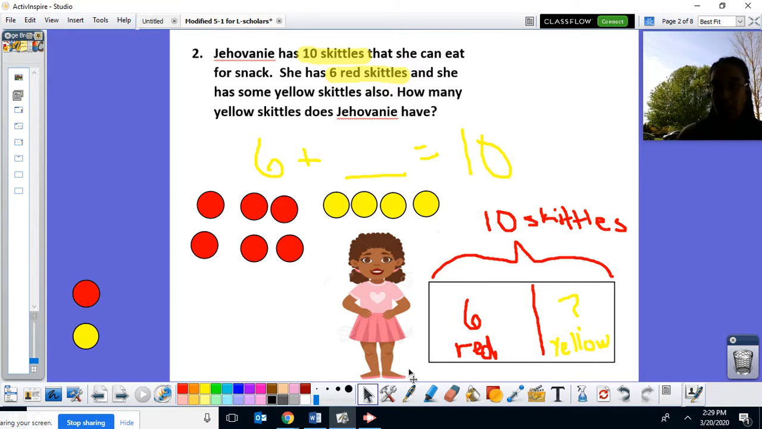So how many do you see that are yellow Skittles? How many does Giovanni have? That's right. She has 4. So my missing number and the answer to my question is Giovanni has 4 yellow Skittles.